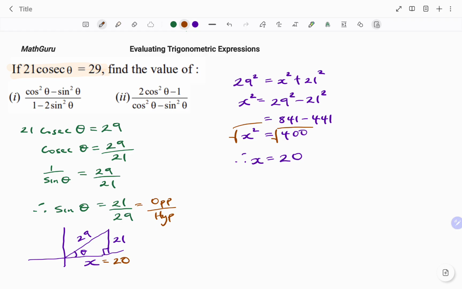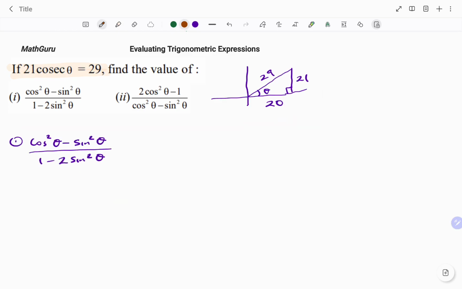So going to the first part of the question, that says evaluate (cos squared theta minus sin squared theta) divided by (1 minus 2 sin squared theta). I'm going to work that out individually. I'll start by writing out my trig ratio acronym, SOH CAH TOA. It gives me the ratio of each of the trig functions.